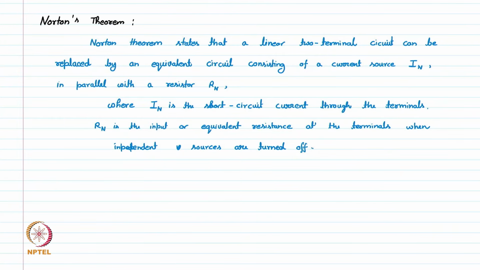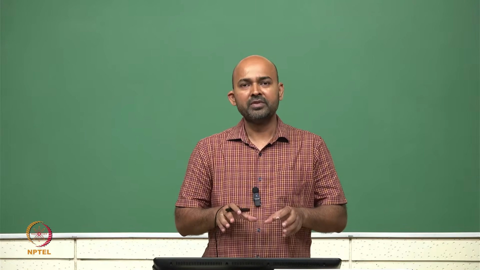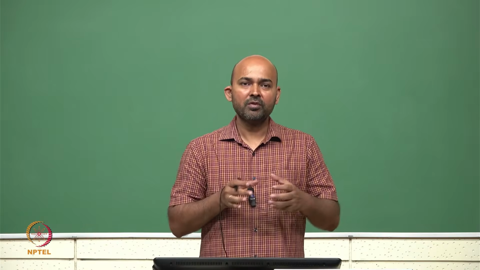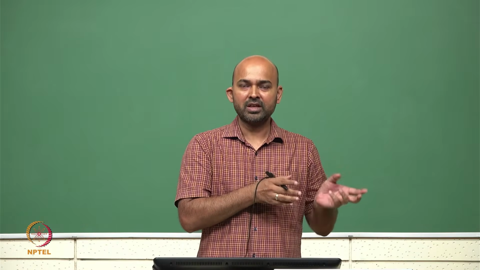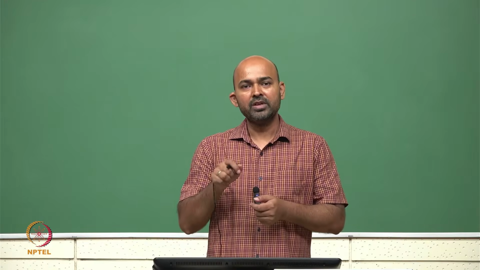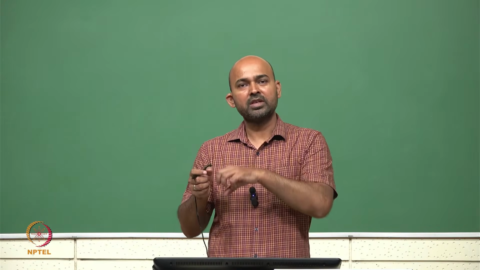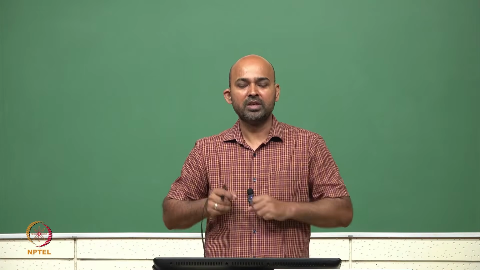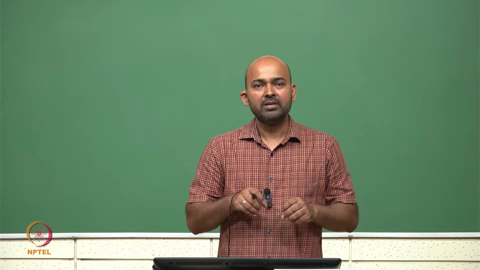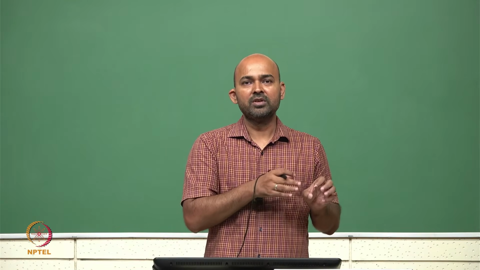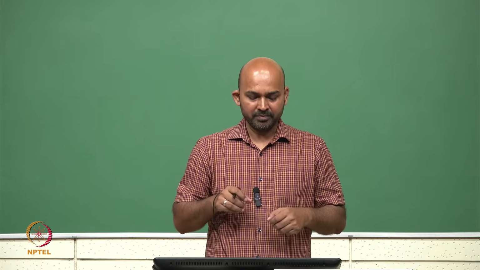So here in Norton theorem, this theorem is very similar to Thevenin theorem. In Norton theorem, we calculate the short circuit current instead of the open circuit voltage. We short circuit both the terminals and find out the short circuit current between these two terminals. That is called IN, and then we calculate the RN, which is similar to the Thevenin theorem, that is now called RN instead of Rth.